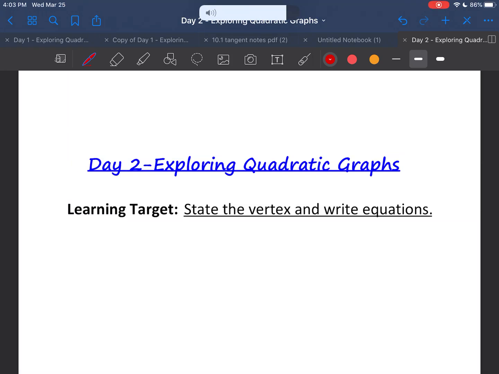All right, today we are going to continue looking at exploring quadratic graphs. And we are going to state the vertex and write equations, but we are also going to continue to identify which equation goes with which type of graph. So that's where I want to begin.